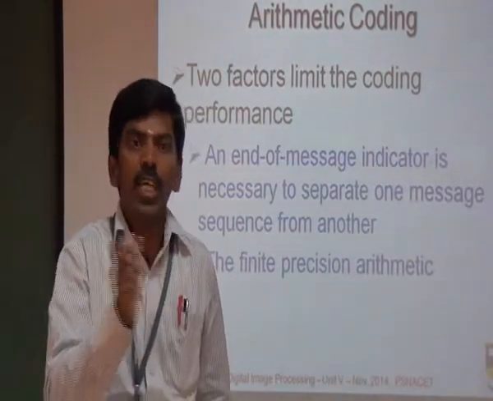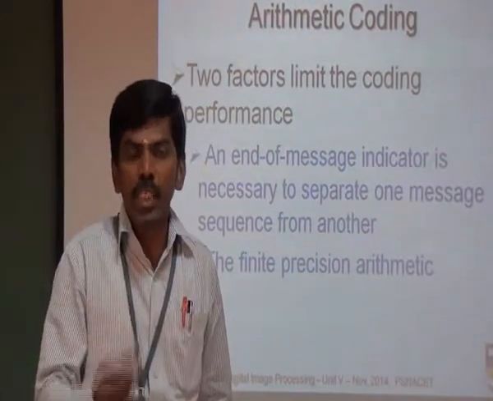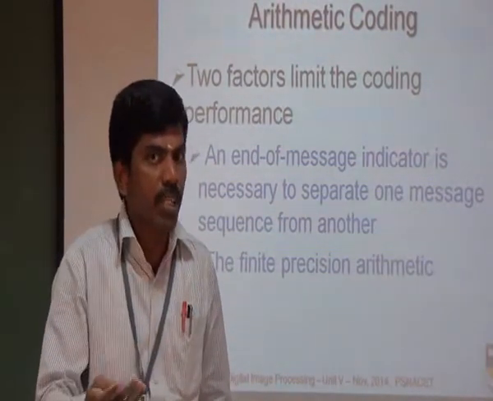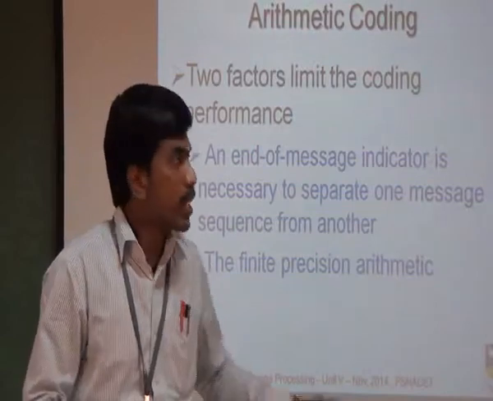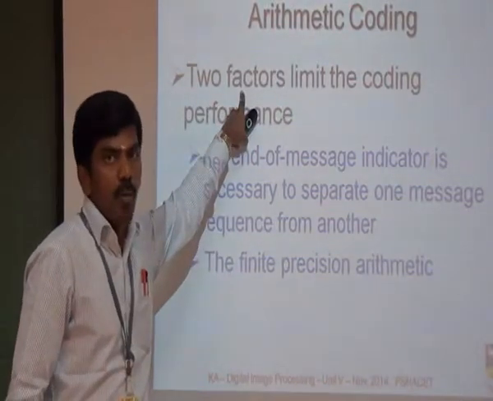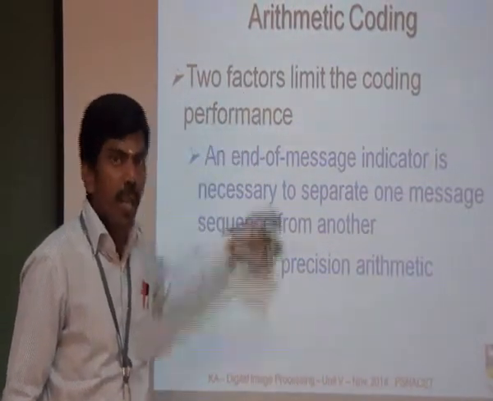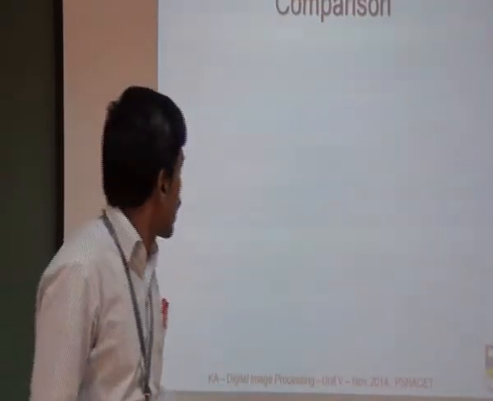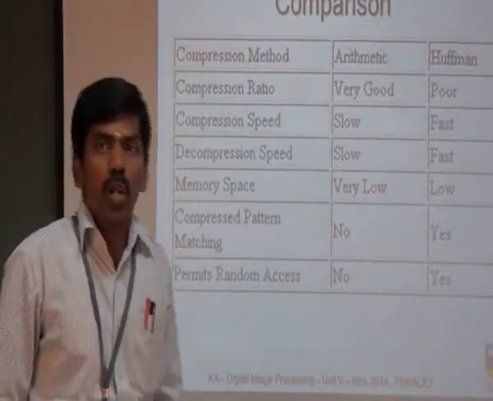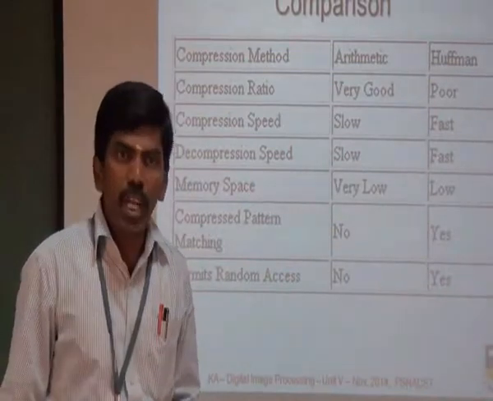What is the precision? Nothing but, you are dividing the subinterval, correct? How many decimals are you taking? Two decimal places or three decimal places; that is making it precise or not. So that is affecting your arithmetic. How much are you taking? Three decimal places; after five decimal places, automatically they are improving your system. So this is the overall difference between Huffman code and arithmetic code.